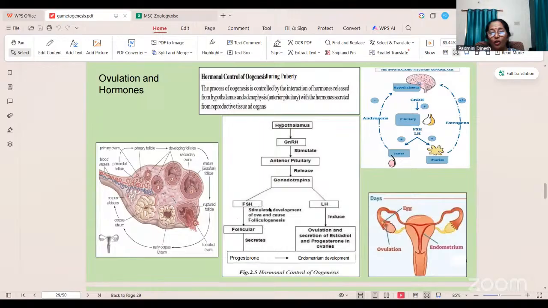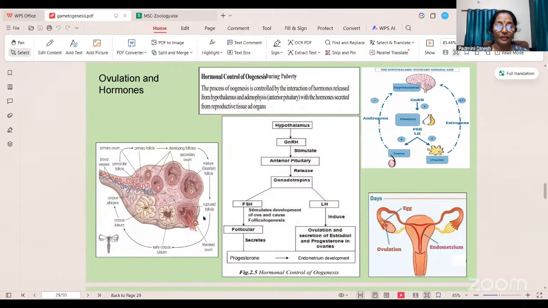During puberty, follicle stimulating hormone starts to develop the primordial germ cells into primary oocytes, and the primary oocyte becomes a secondary oocyte. Once it becomes a secondary oocyte, luteinizing hormone increases and induces ovulation. So from here till here, follicle stimulating hormone is active, and in this part, luteinizing hormone is active to release the ovum from the follicle. What is a Graafian follicle? This is a highly developed follicle called a Graafian follicle.